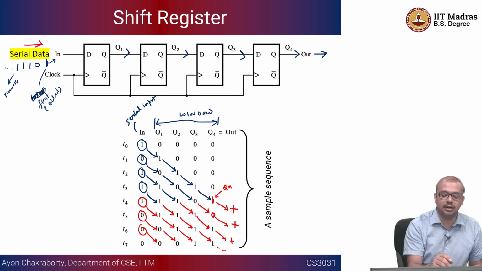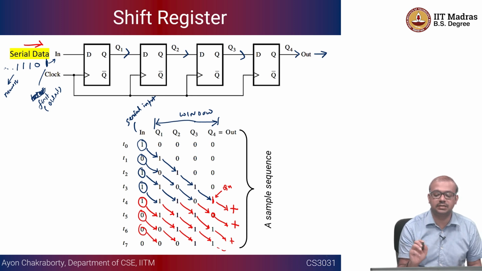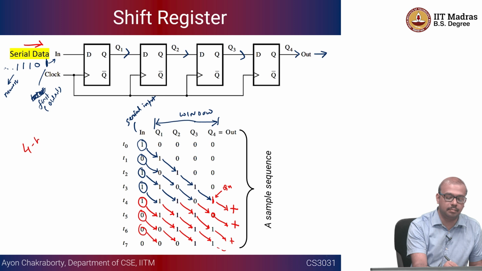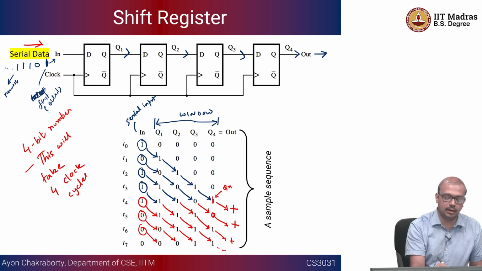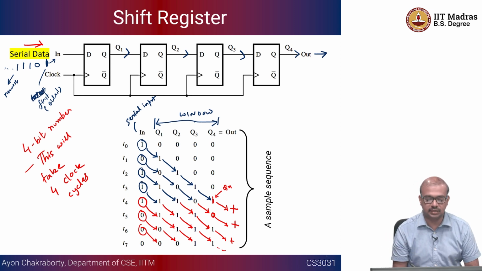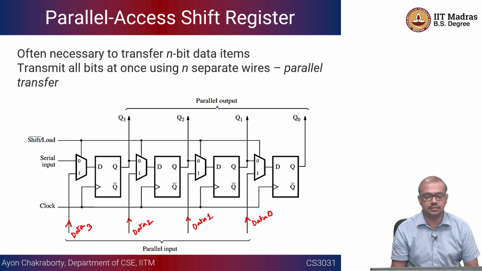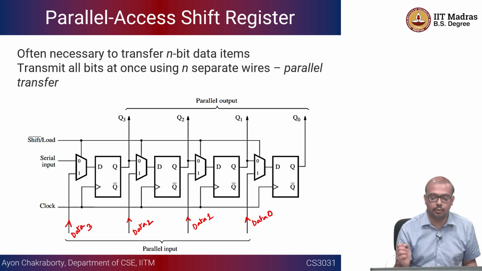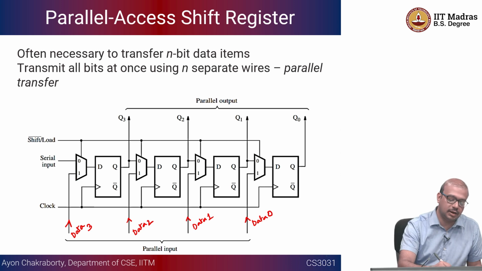So in this particular case, if I want to load the shift register with a 4-bit number, this will take 4 clock cycles, right? But if you are using a parallel access register, this is only going to require 1 cycle, because in the next cycle all the D flip-flops are going to be loaded. Okay, so here you can ignore this multiplexer for now, but I'll explain what exactly is going on.